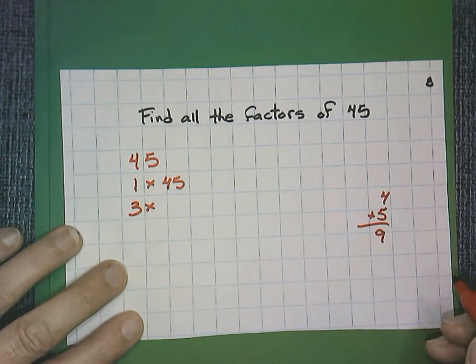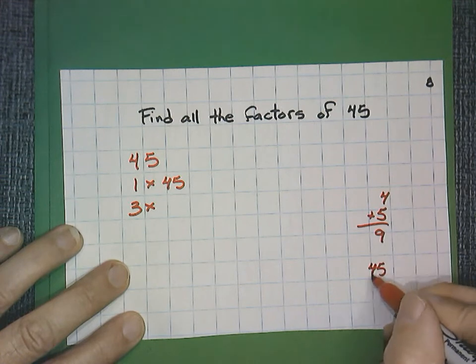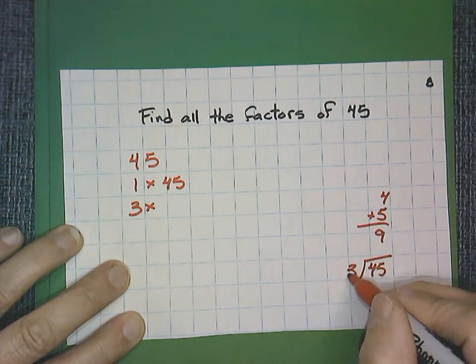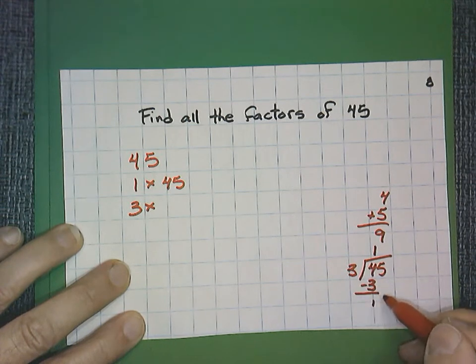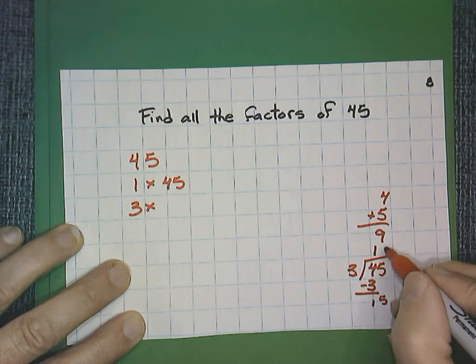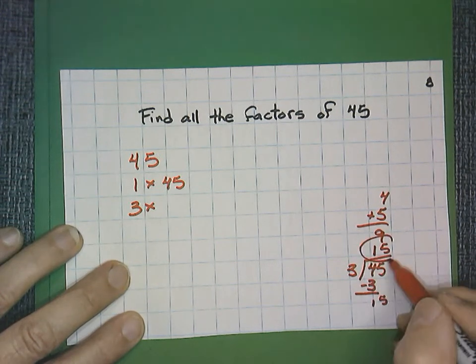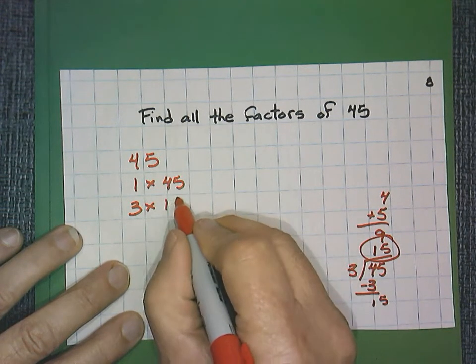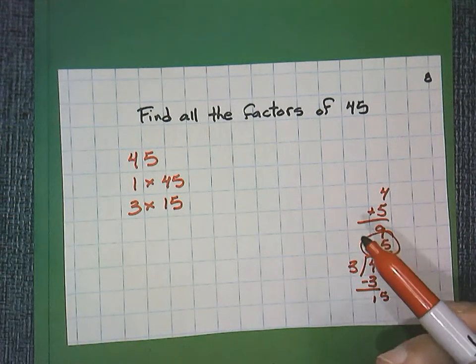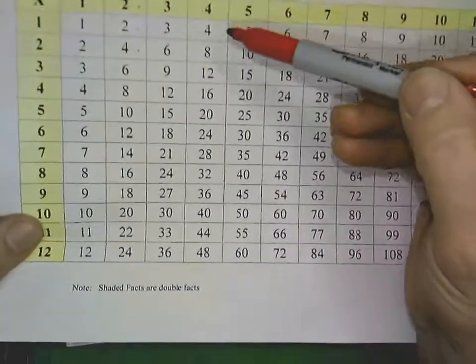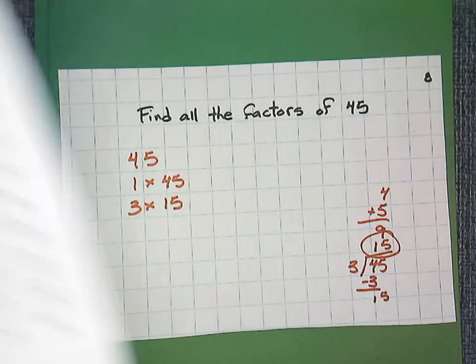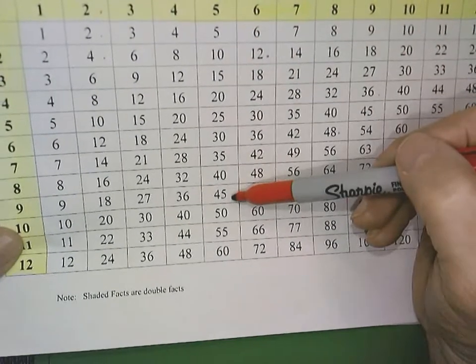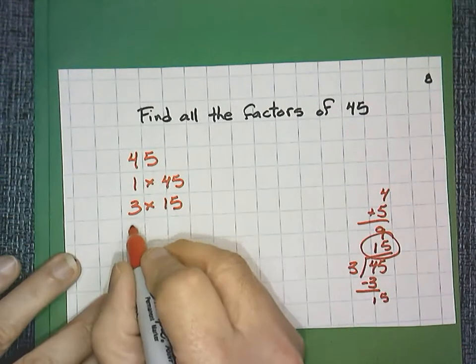3 times what? We can use our understanding of division. 3 goes into 4 one time. 1 times 3. If you subtract and bring down, 3 goes into 15 5 times. So 3 times 15. 4, I think now we can use our chart, and I do not see 45. But 5 for sure, because it ends in a 5. I see it right here. That's going to be 5 times 9.